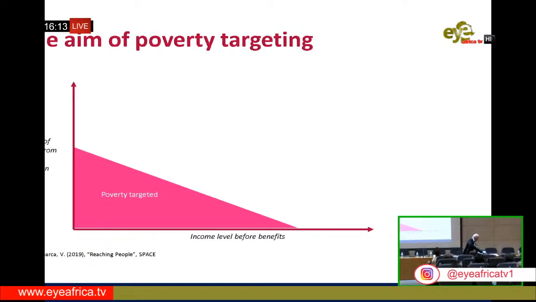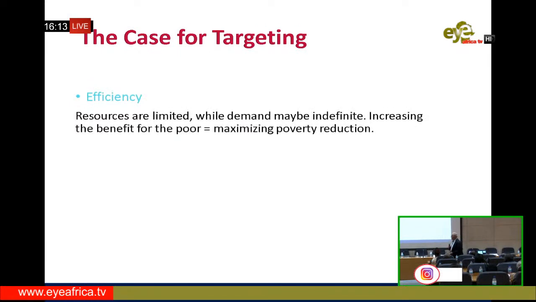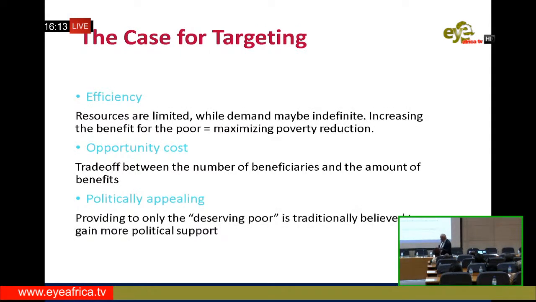And why do we want to do that? Well, there are a couple of good reasons to do that. The main reason is efficiency. We want to spend our money wisely, so we don't want to waste it on people who don't need it, or households who don't need it. There's also an opportunity cost. If we target very well, the people that we're targeting can be given more money if we spend the same amount of money, right? And it's politically appealing. Politicians like it. They say, yeah, we give to the poor and the vulnerable.